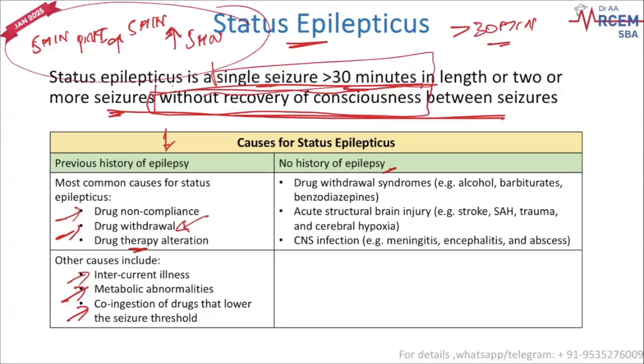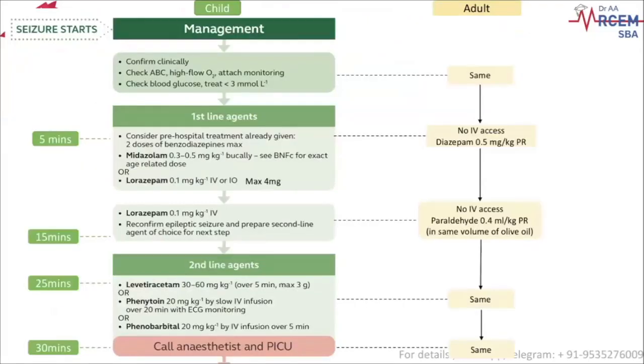Someone who doesn't have a history of epilepsy at all, and this is the first time he is having seizures, and at that time itself he has status epilepticus. Then think of a drug withdrawal syndrome, like he was taking benzodiazepines and suddenly stopped, or barbiturates, or alcohol withdrawal seizures. Or there might be a structural brain injury because of a stroke, a bleed in the subarachnoid space, or hypoxia. Or it might be because of a CNS infection like meningitis, encephalitis, or an abscess.